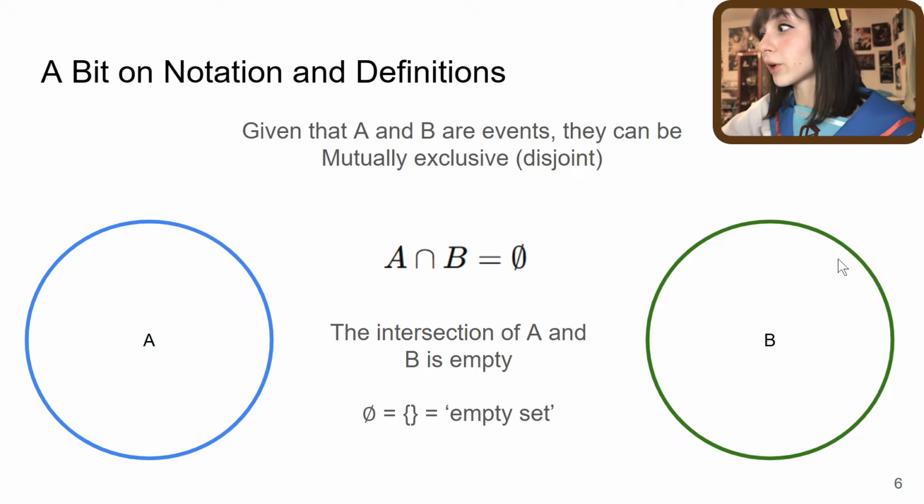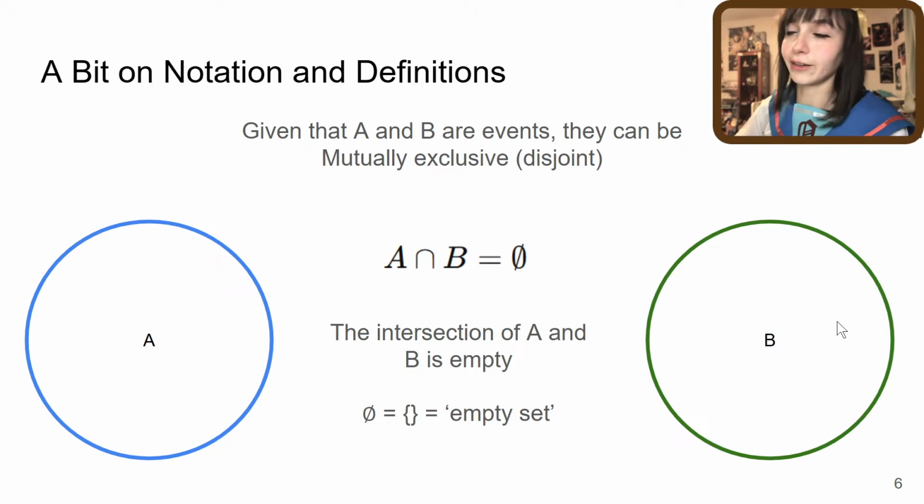So that would be, for example, let me think of an example on the fly. Like how many birds are fish, for example. Birds are not fish, so the group of birds is not in the group of fish and they don't share anything in common.